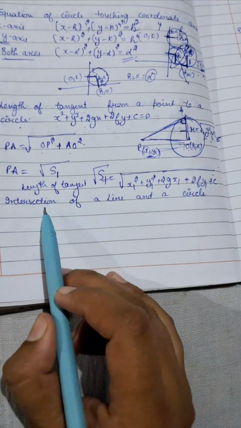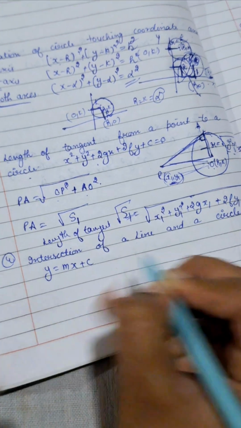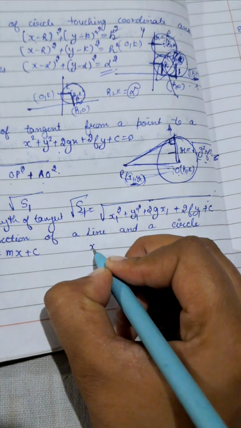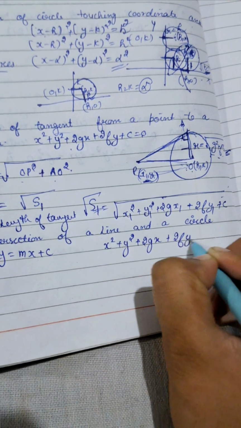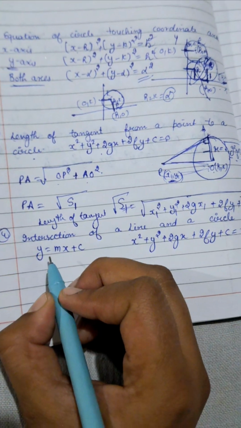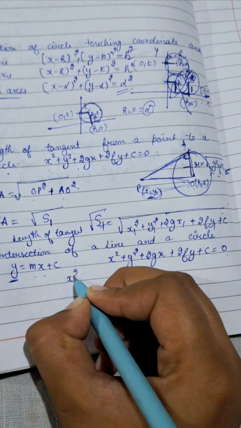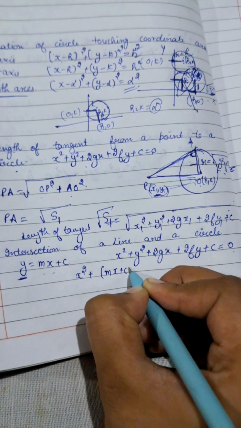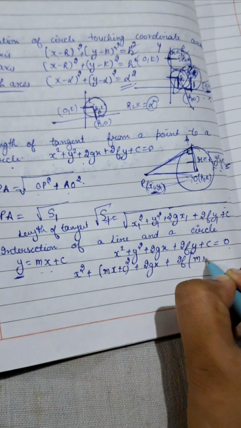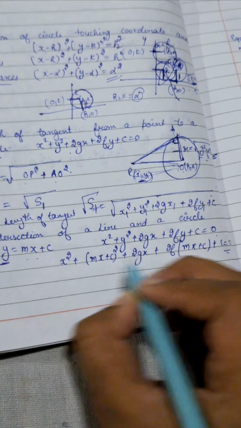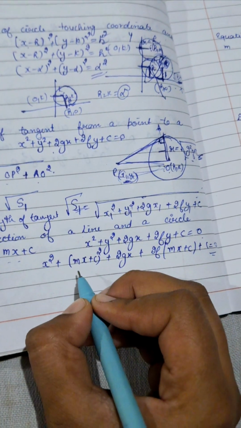Next is the intersection of a line and a circle. Let's take a line y is equal to mx plus c and a circle x square plus y square plus 2gx plus 2fy plus c is equal to 0. Now we can substitute this value into this equation. It becomes (mx plus c) whole square plus 2gx plus 2f(mx plus c) is equal to 0. After solving this, the required equation is in quadratic form.